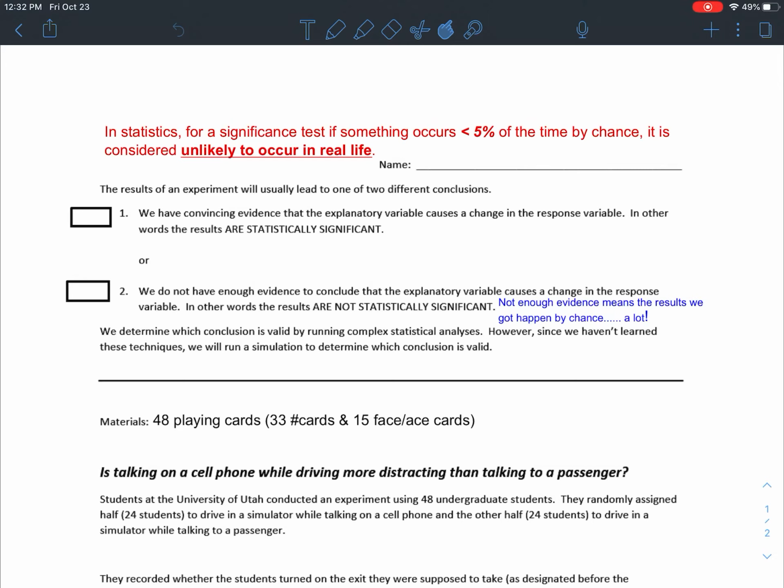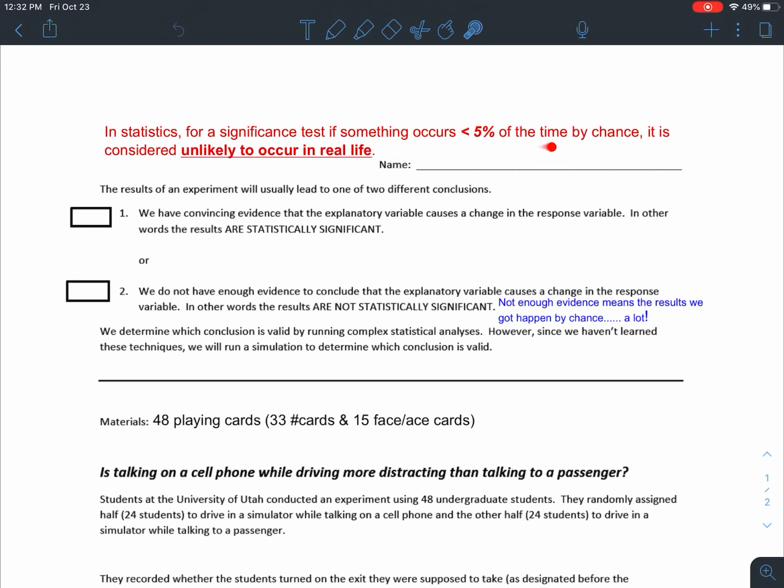Okay, we're going to be working on an activity today titled Distracted Driving. This is going to be a great introduction into statistical analysis through simulations, helping us figure out whether we have convincing evidence of something that occurred maybe in real life, or whether there's not convincing evidence of an explanatory variable causing a response variable. So here's where we want to start.